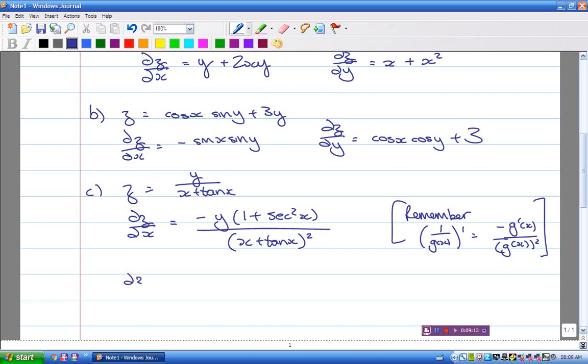And then dz by dy. Now it's the denominator that's the constant, it's the numerator that's the variable. So this is just basically like we're differentiating y over 2. And the derivative of y over 2 would just be 1 over 2. So there you go.